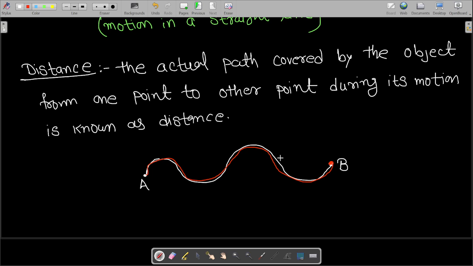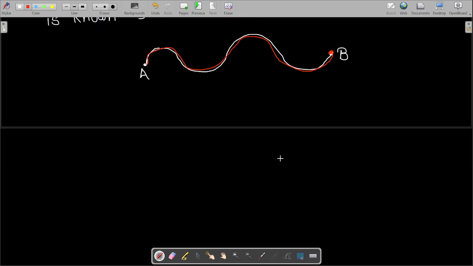Now another term, that is displacement. Let me correct it. Displacement. Any idea about it? Anyone? Hello.